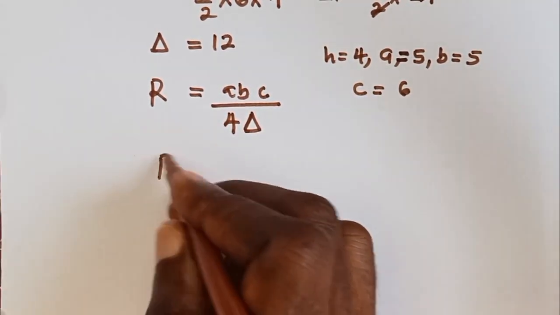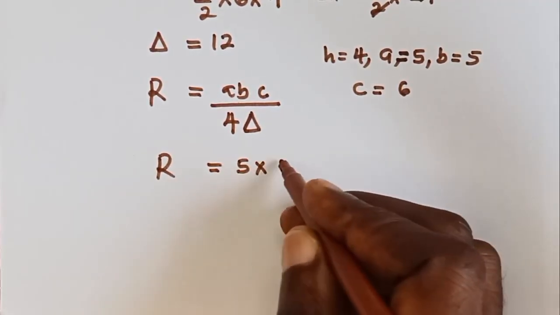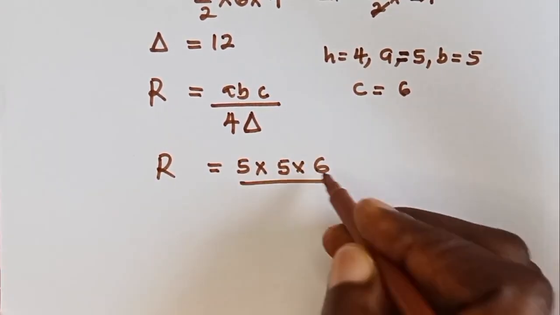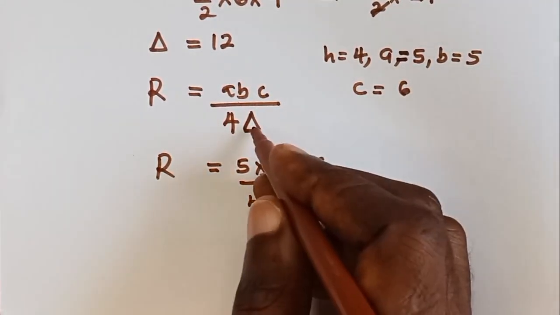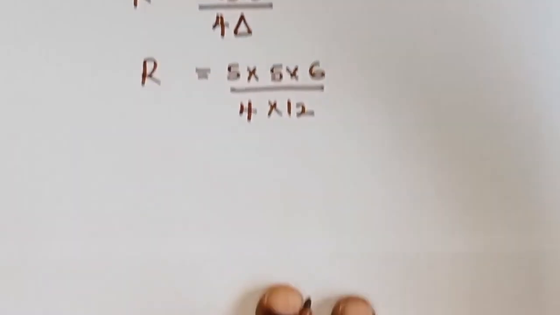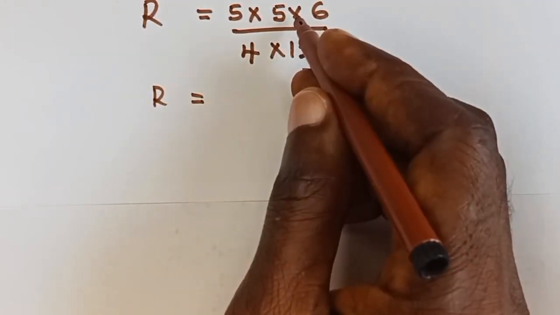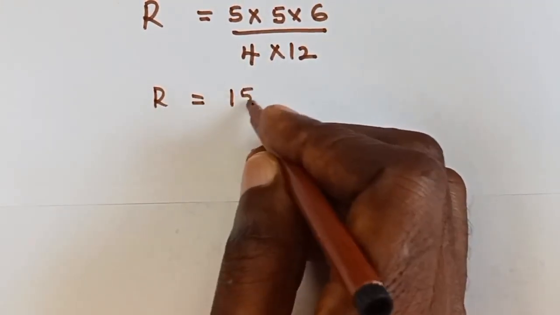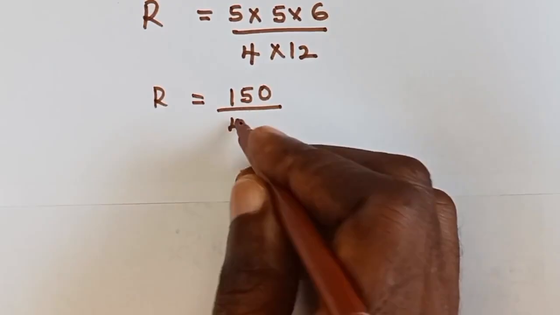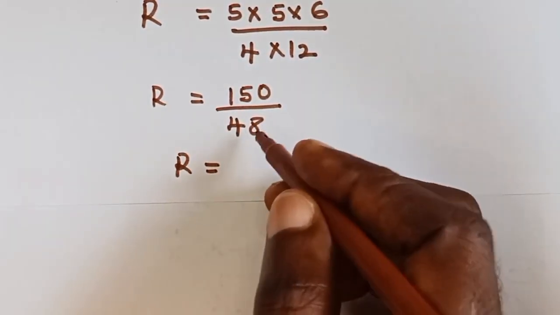All right, so now our radius equals A times B times C, that is 5 times 5 times 6, over 4 times the area of the triangle, which is 12. So now we have R equals this times this, which will give us 150. So we have 150 over 4 times 12, which will give us 48.